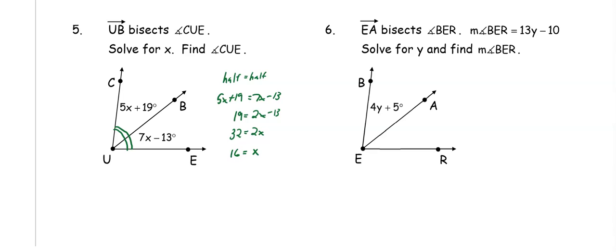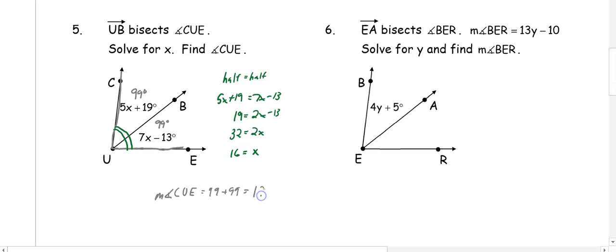Once we know x is 16, we want to find the measure of CUE. So CUE is the whole angle, so we can find each individual angle first. 5 times 16 plus 19 is 99 degrees. 7 times 16 minus 13 is also 99 degrees. So the measure of angle CUE is 99 plus 99, which is 198 degrees.